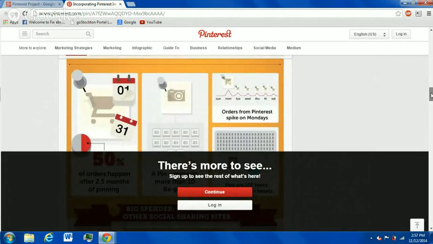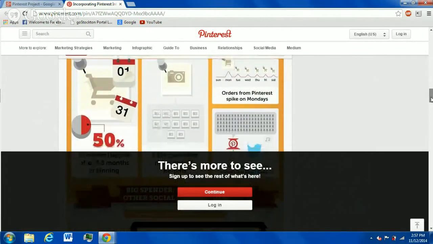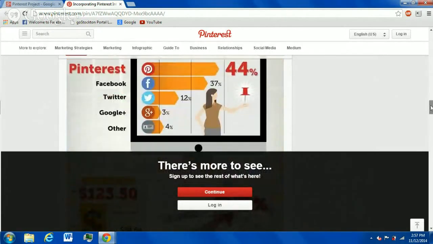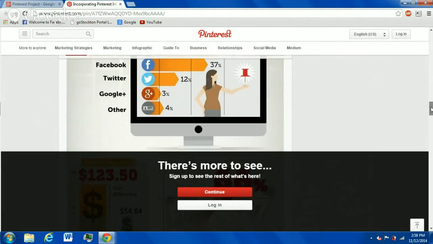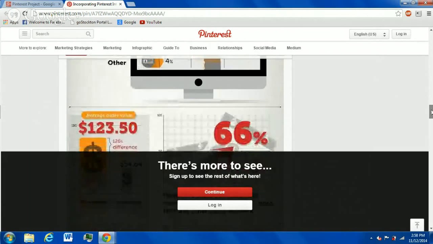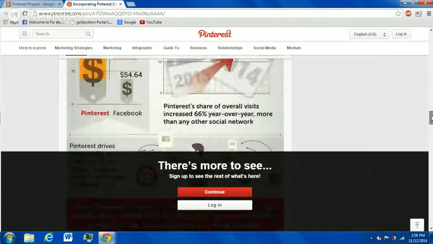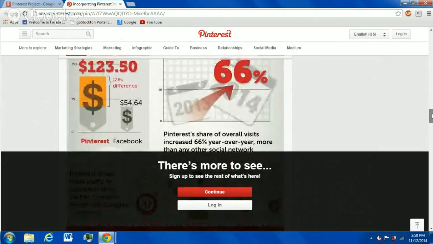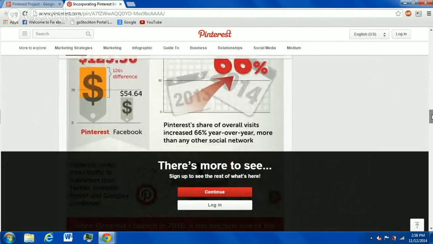50% of orders happen after 2.5 months of pinning, and that's by people who are using Pinterest for commercial needs. Pinterest is up 4% in its users over the competition being Facebook at 37%, Twitter at 12%, and Google Plus at 3%, as well as any others that are at 4%. Pinterest's share of overall visits increased 66% year over year, more than any other social network.